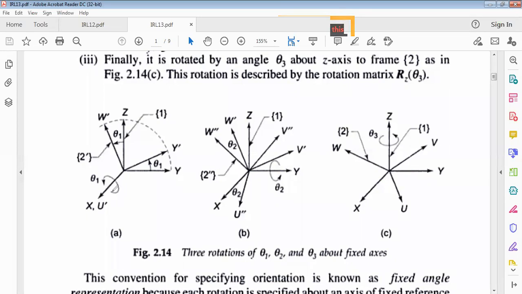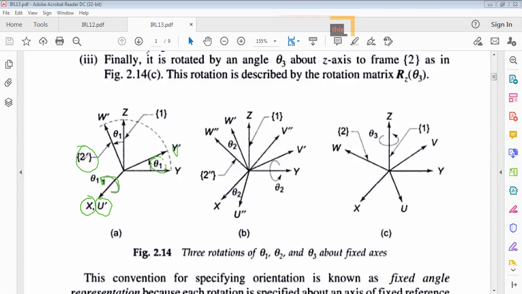So by an angle theta 1 in anti-clockwise direction. Here the x and u dash axes are coincident. So y dash, z dash are rotated by an angle theta. So this frame u dash, v dash, w dash is the frame 2 dash. This 2 dash frame is an arbitrary frame.